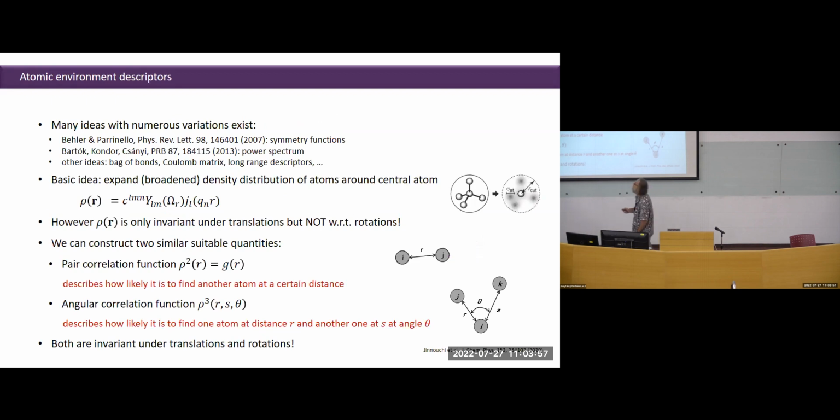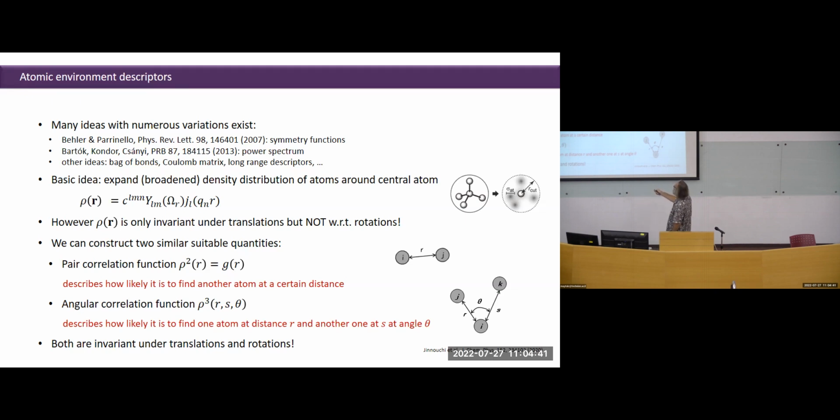So there are many ideas how to do that. Behler and Parrinello pretty much pioneered something called symmetry functions, and there's a lot of work by Csányi, and there are many other ideas how to characterize a local environment. But the basic idea is that we expand a broadened density distribution of atoms around a central atom into spherical harmonics and some other function. In this case, spherical harmonics and radial Bessel functions.